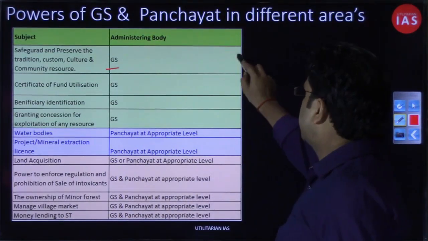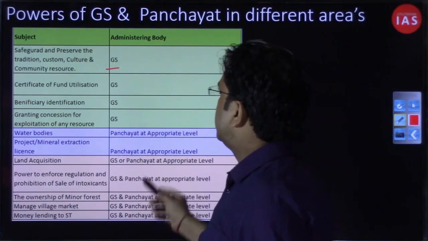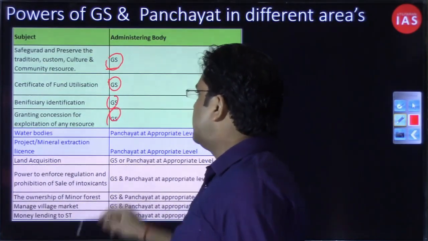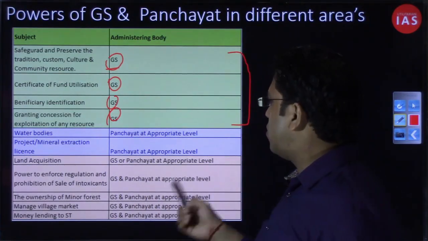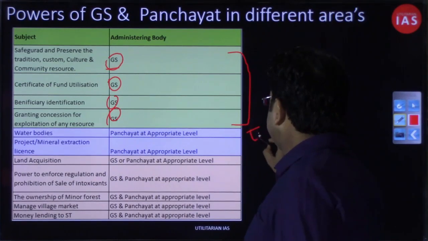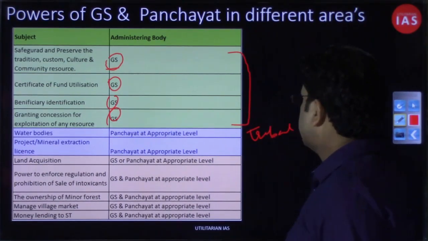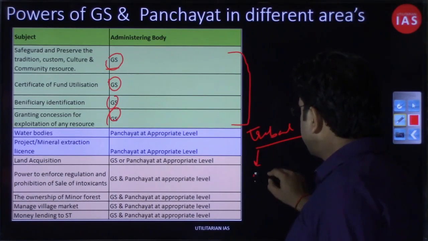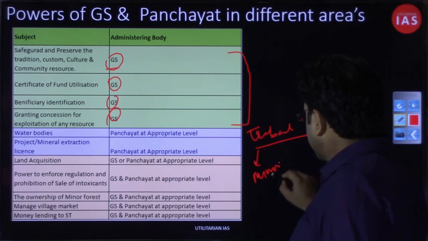So there are certain rights or provisions that will be looked after by Gram Sabha. This GS is nothing but Gram Sabha. Then there are certain resources of that community. These tribal communities generally live around jungles, around the forest, right? So they will have access to the minor forest.